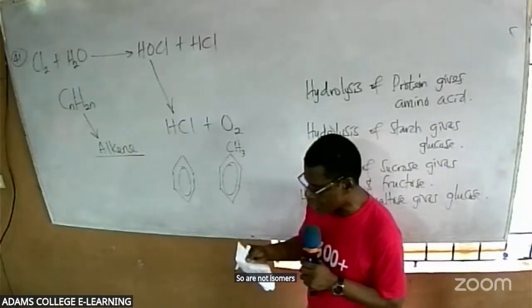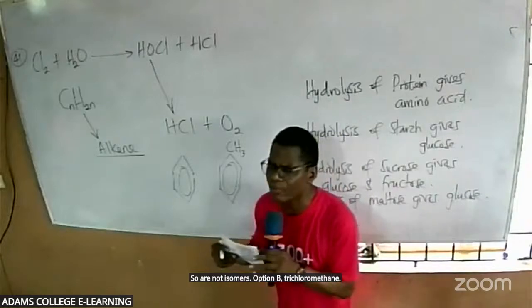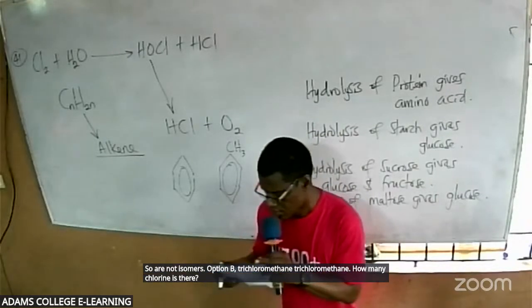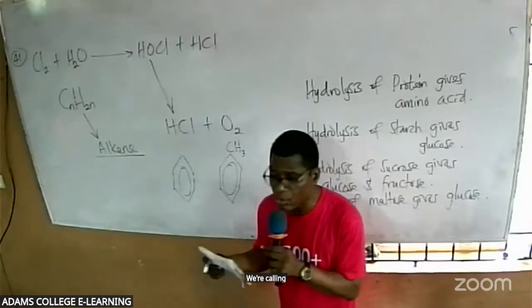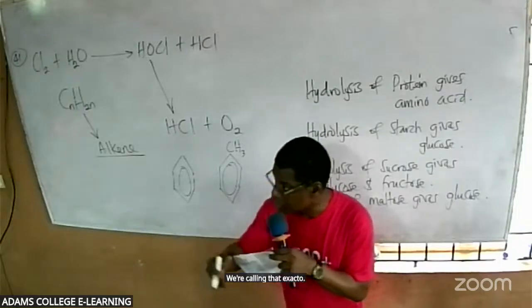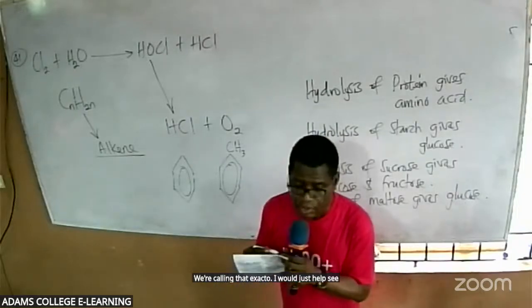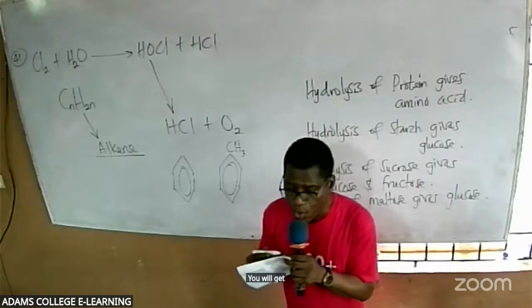Option B, trichloromethane. When you get trichloromethane, how many chlorines are there? You can't get tetrachloromethane. How many chlorines are there? Are you the same thing? No, we can't be isomers. You will get 3 chlorines, me, I get 4. We are not isomers.